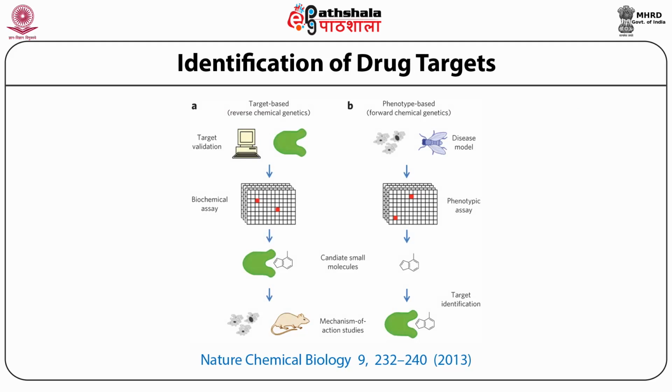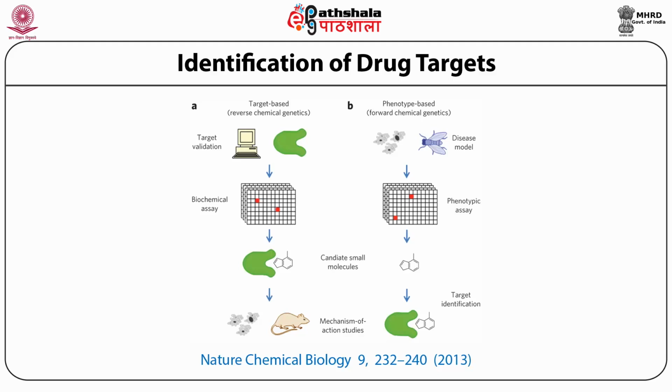The target-based reverse chemical genetics approach starts with the selection of a drug target and characterization of the target molecule. And once you select that particular target molecule, we go for the screening of different chemical compounds that can bind and inhibit or activate the target. And once after the screening process, we find the lead compounds. Those lead compounds are tested in preclinical and clinical trials.